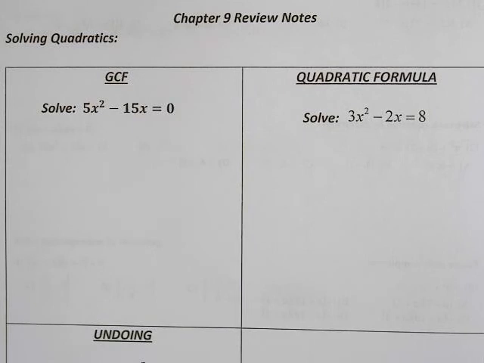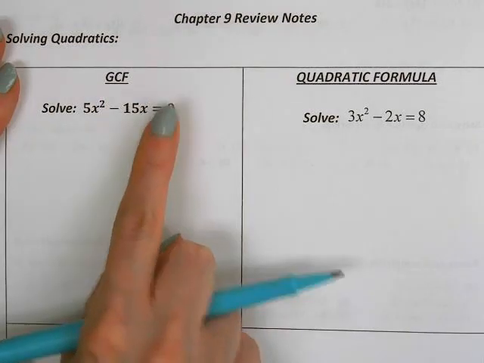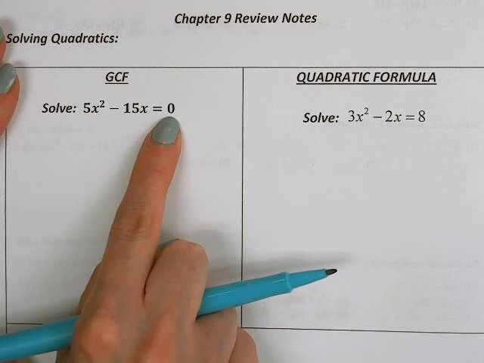So first of all, the ways how to solve quadratics. Remember, you're going to get two answers each, unless it's no solution, or one solution. First one is GCF. So GCF only works when it equals 0.